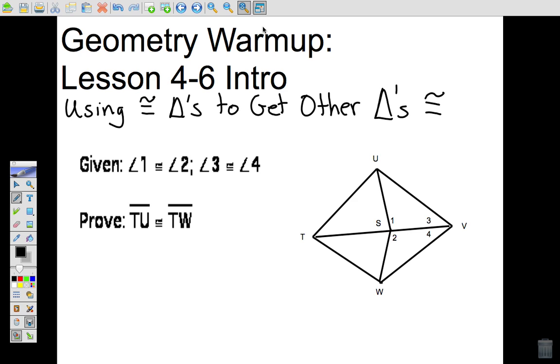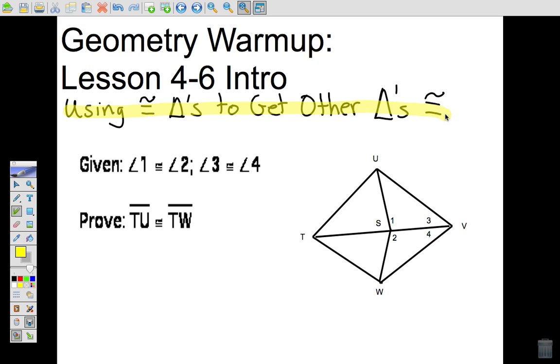Okay, this is an example here, and it's a proof that we're going to do, and I want you to put this into your notebooks. The topic of this lesson, lesson 4.6, is using congruent triangles to get other triangles congruent. So there's not any new material in this. The only thing new or different is the approach on what we're doing.